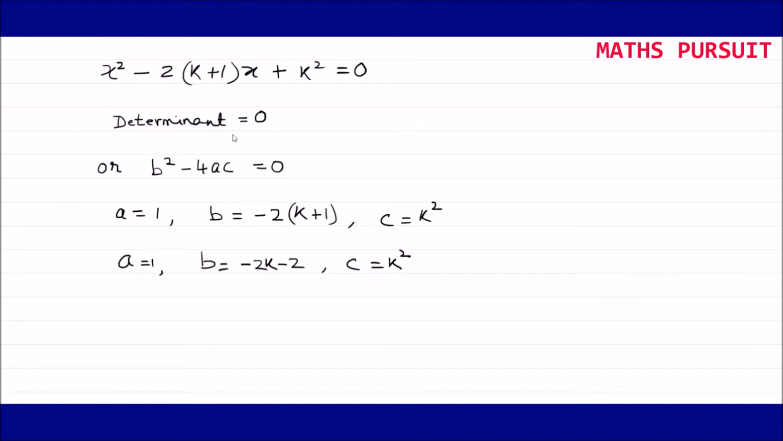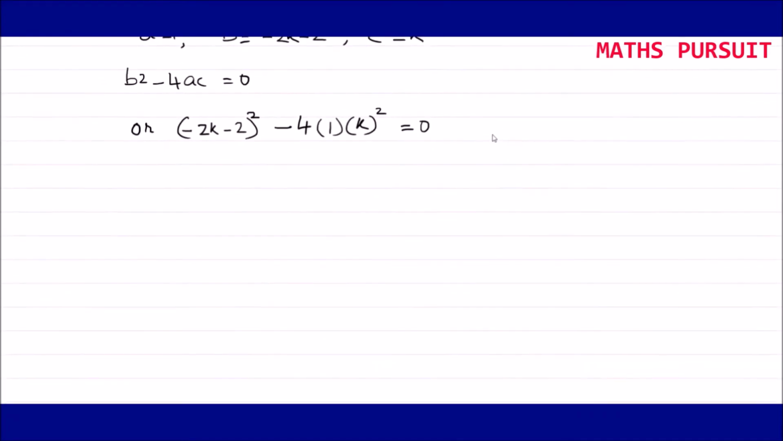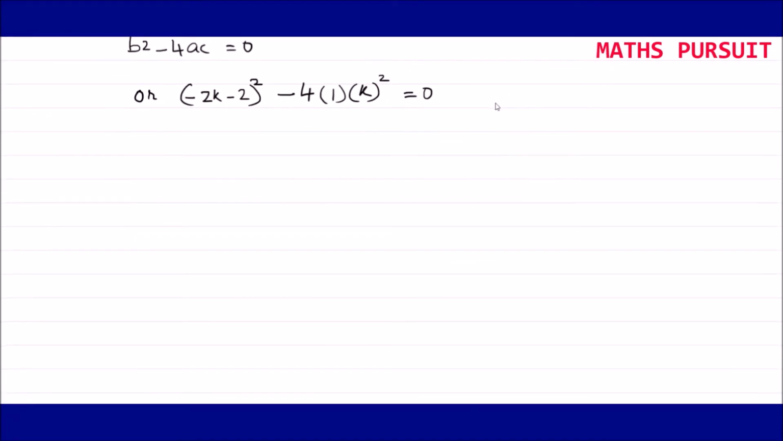Now let us put these values in the formula b square minus 4ac is equal to 0. b square is nothing but (minus 2k minus 2) whole square, minus 4ac. Here a is 1 and the value of c is k square, that is equal to 0. Guys, I'm just going to solve this equation, so let's see what the ultimate result is after solving it.